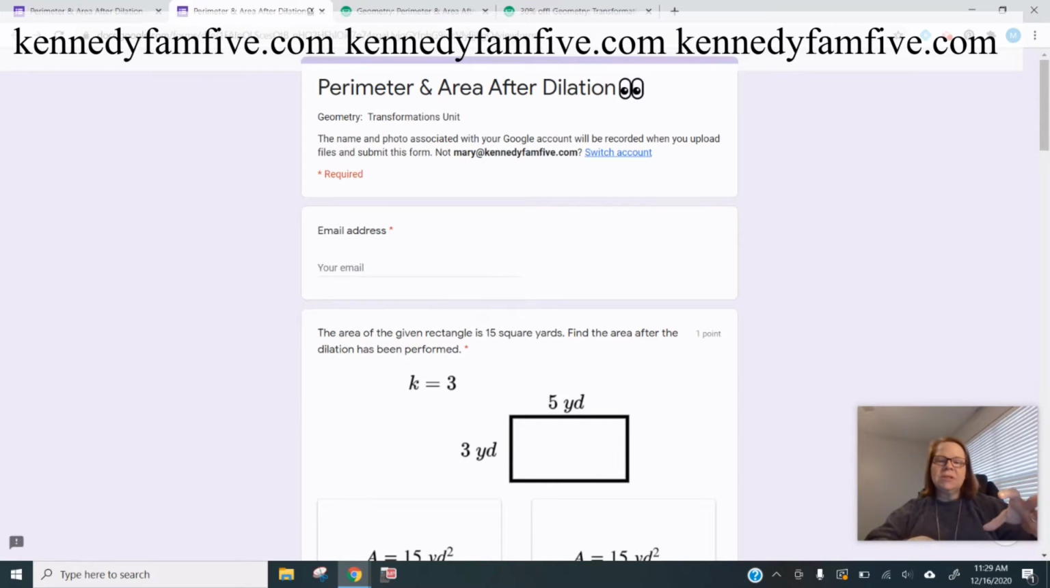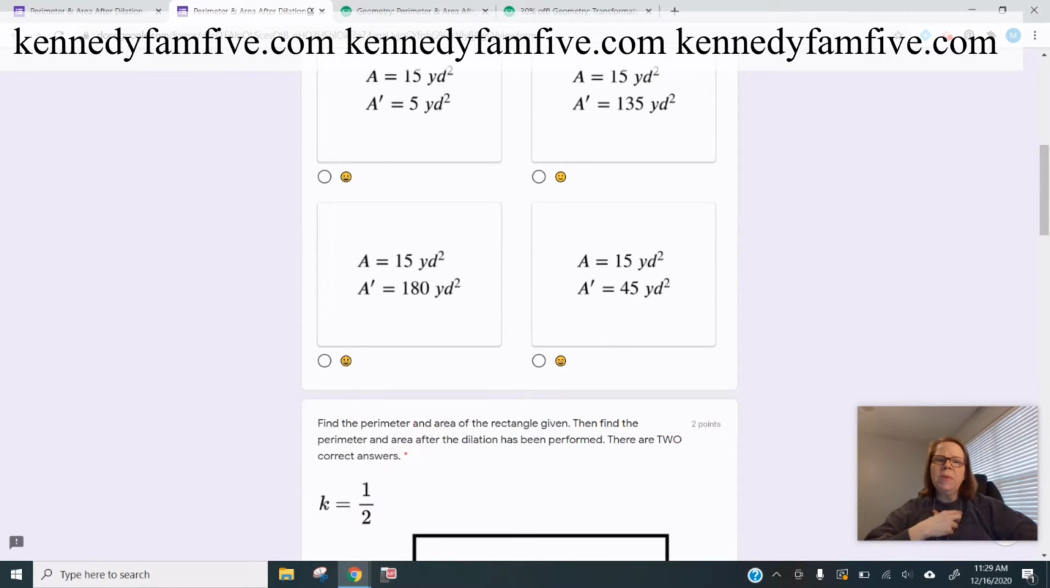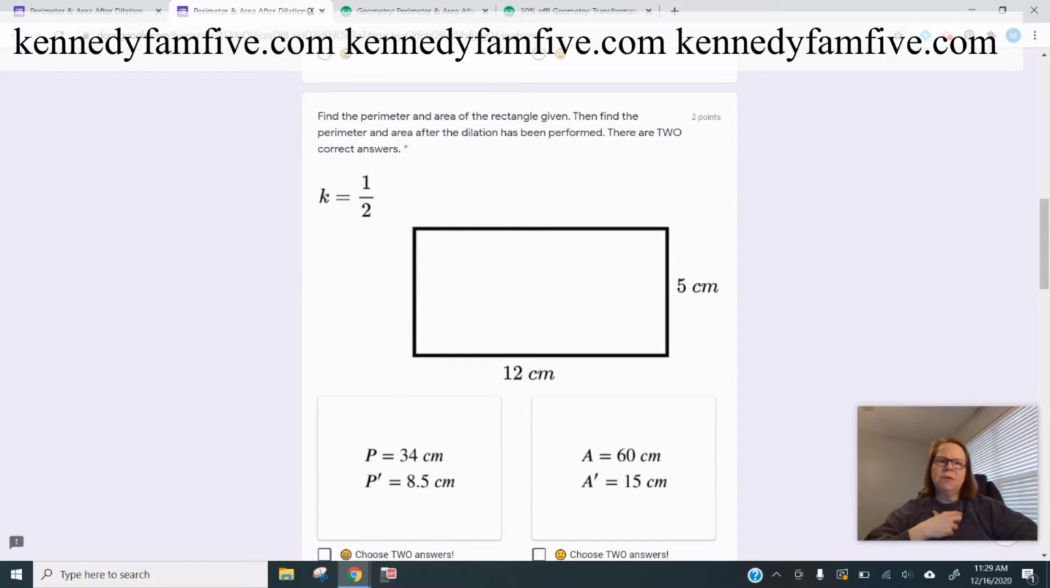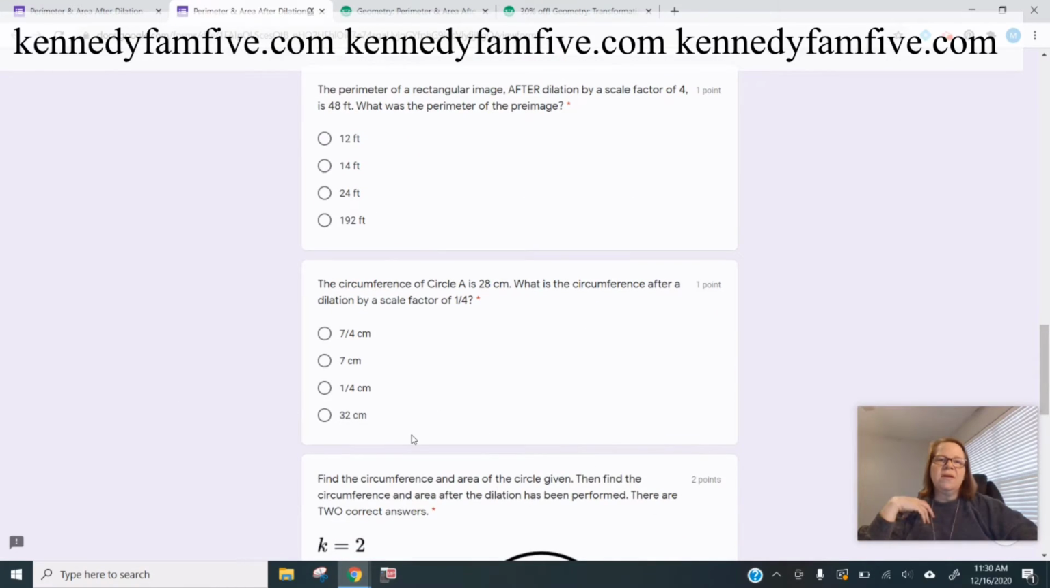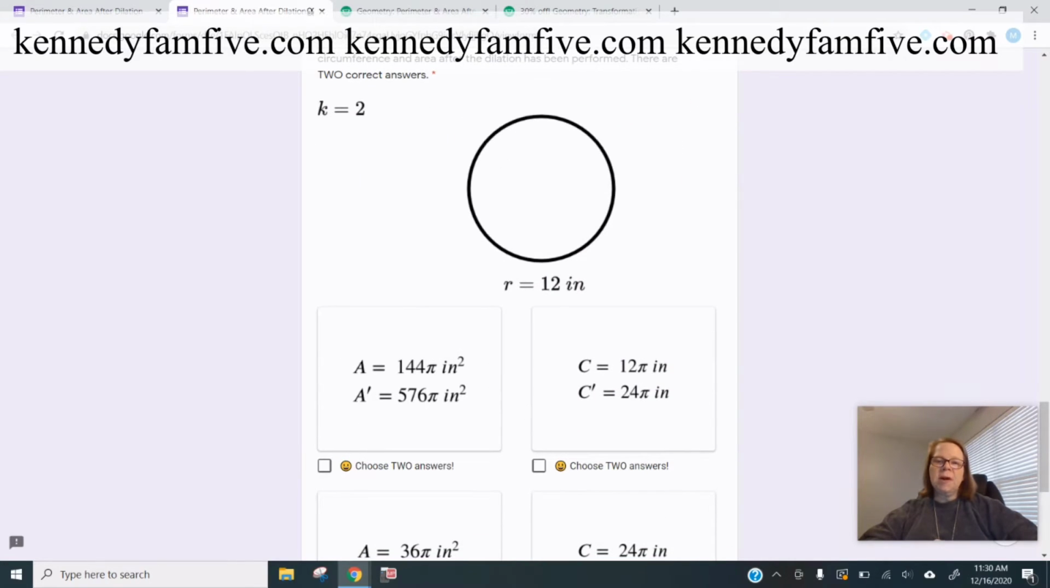So this is a little assessment that is something that our kids would do maybe as a ticket out the door, or maybe as part of their test review, something like that. Here is a question that's a lot more challenging, and I really like it. It's just good little reasoning problems.